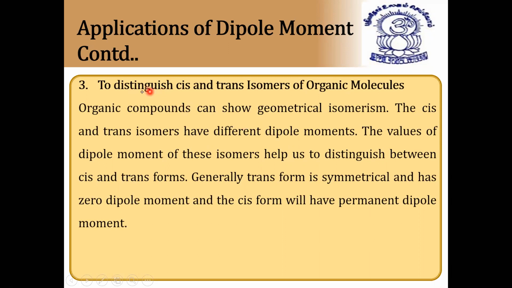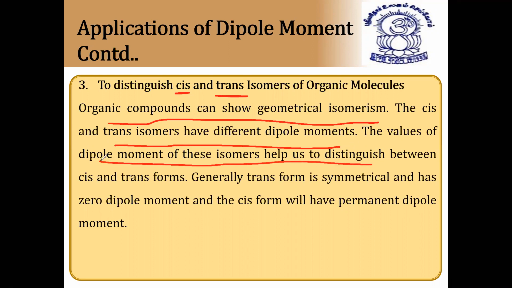To distinguish, a very important point. We are discussing organic chemistry here, but dipole moment is there for organic as well as inorganic compounds. So to distinguish between cis and trans isomers: cis means similar groups are present on the same side of an alkene, and if similar groups are present on opposite sides of an alkene, it is called trans isomerism. Organic compounds can show geometrical isomerism. The cis and trans isomers have different dipole moments. The values of dipole moment of these isomers help us to distinguish between cis and trans forms.